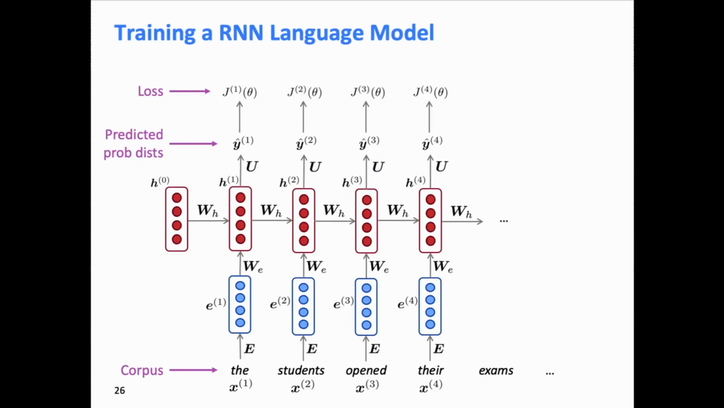Okay, so just to make that even clearer with a picture, suppose that our corpus is "the students open their exams," etc., and it goes on for a long time. Then what we'd be doing is running our RNN over this text, and on every step we would be predicting the probability distribution y hat, and from each of those you can calculate your loss, which is the jt. On the first step, the loss would be the negative log probability of the next word, which in this example is "students," and so on. Each of those is the negative log probability of the next word. Once you've computed all of those, you can add them all up and average them, and this gives you your final loss.